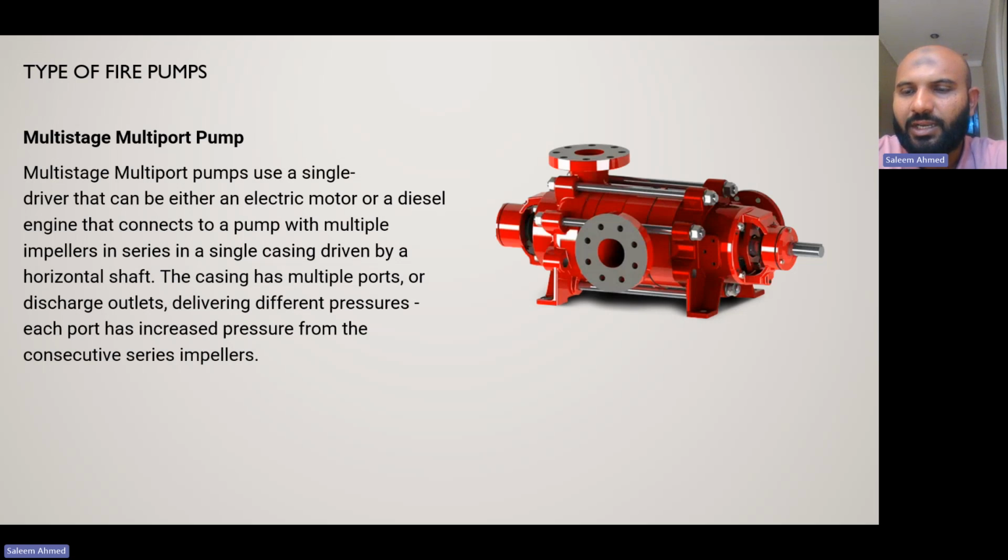There are two major categories of fire pump. One is the positive displacement fire pump. The other one is the centrifugal type. In the centrifugal type, there are various types we have seen: horizontal split case, end section, vertical turbine, inline, and also the last one, multi-stage multi-port pumps.